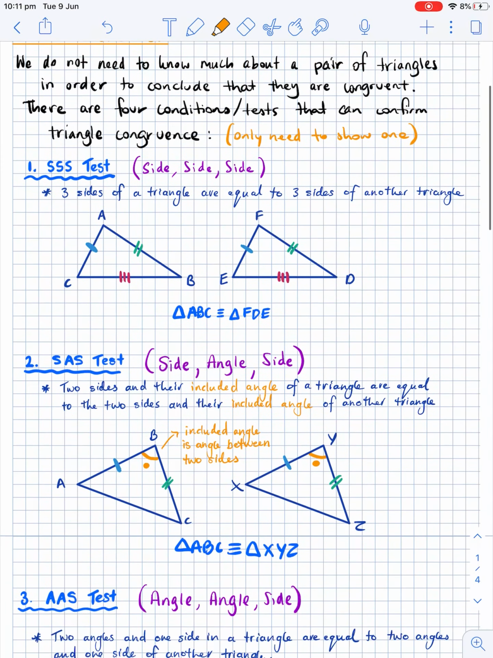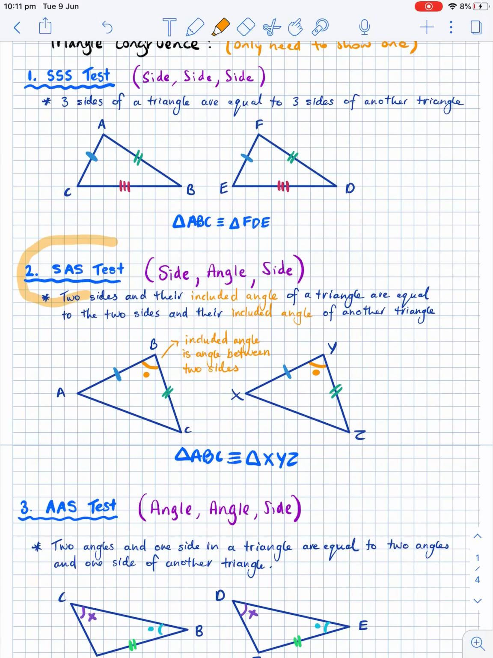Okay, question 2, SAS test. That's when you have a side, an angle, and a side. So if 2 sides and their included angle of the triangle are equal to 2 sides and their included angle of another triangle, then they're going to be congruent. Have a look at this triangle. We've told you that this side is equal to that one, that angle is equal to that angle, and that side is equal to that side. So we can say side, angle, side. Then it's going to satisfy this test here.